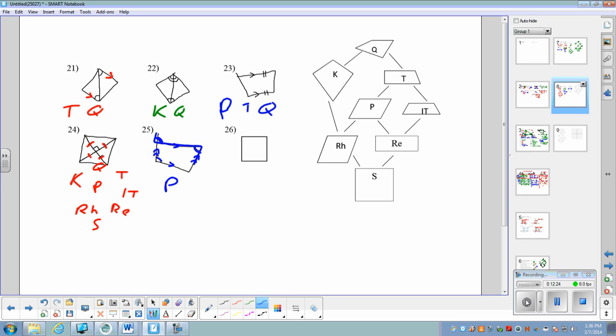Definition of a parallelogram. If it matches the definition, I wouldn't even bother looking any further down because you're not going to find anything.